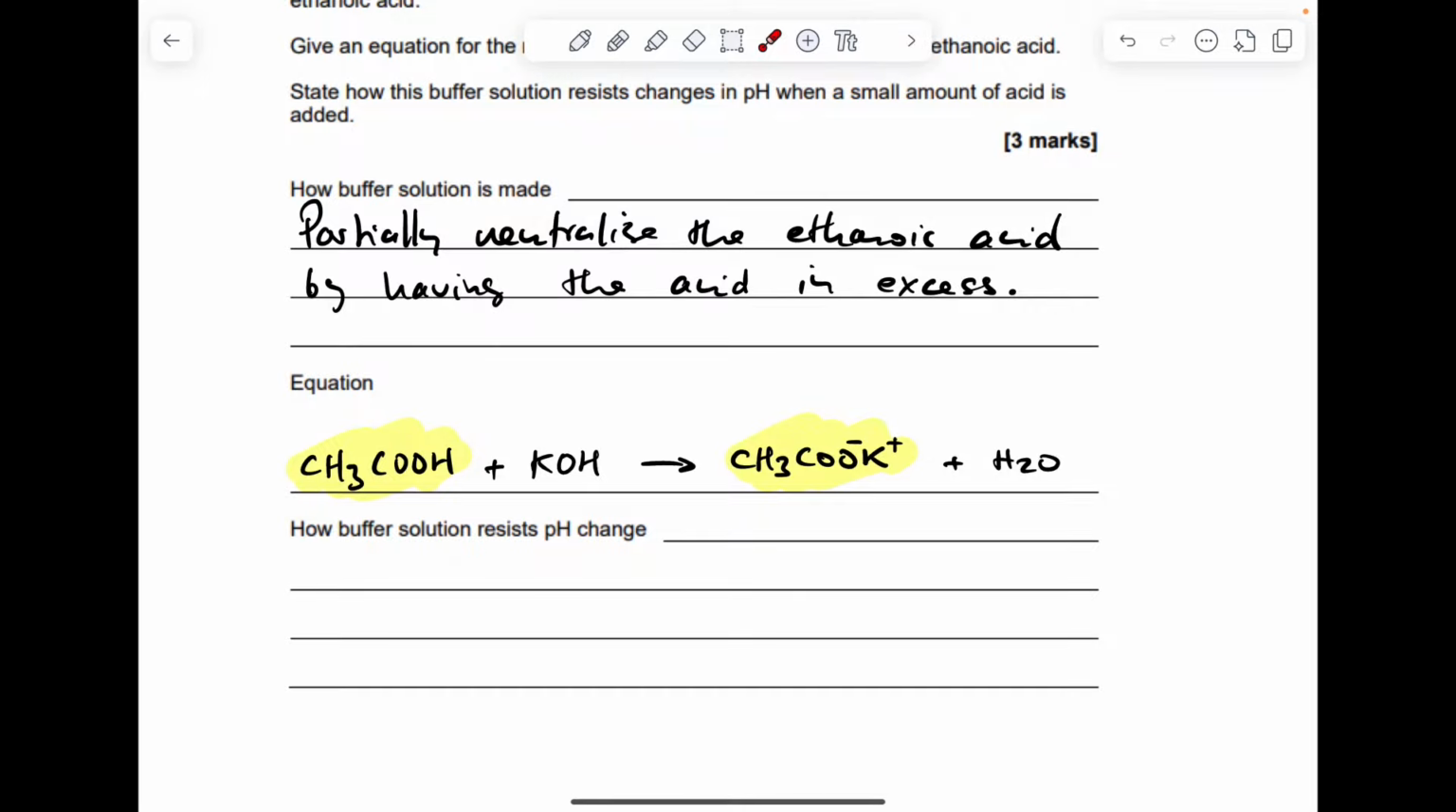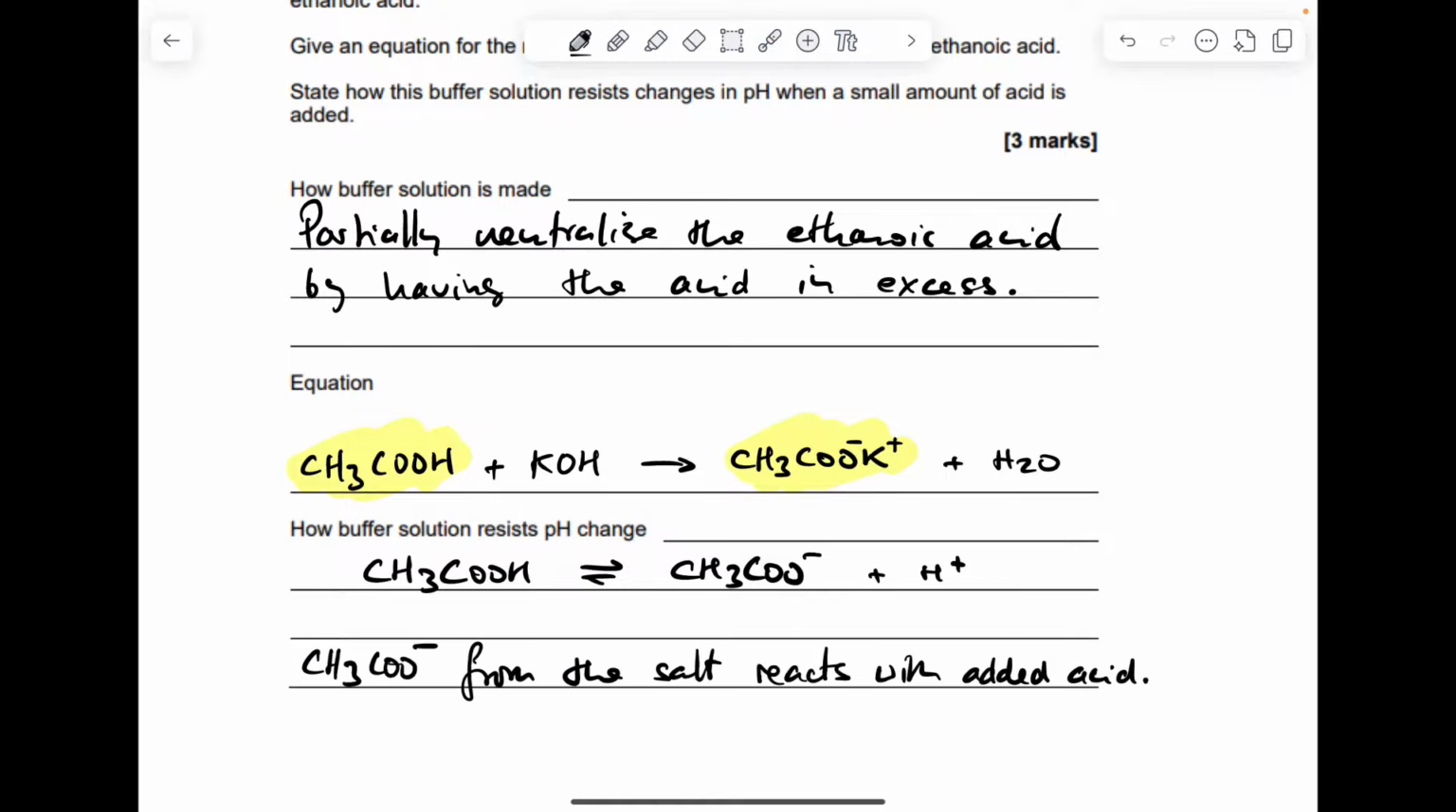So moving on to the last part, state how the buffer solution resists pH changes when a small amount of acid is added. What we need to focus on is the actual buffer system. There's the equilibrium that's at play when the buffer's working. If you add acid to this, you're increasing the H+ ions. So basically what the buffer does is it uses this negative ion to react with the added H+ ions. So we just need to say something like that. The CH3COO- ion from the salt reacts with the added acid.